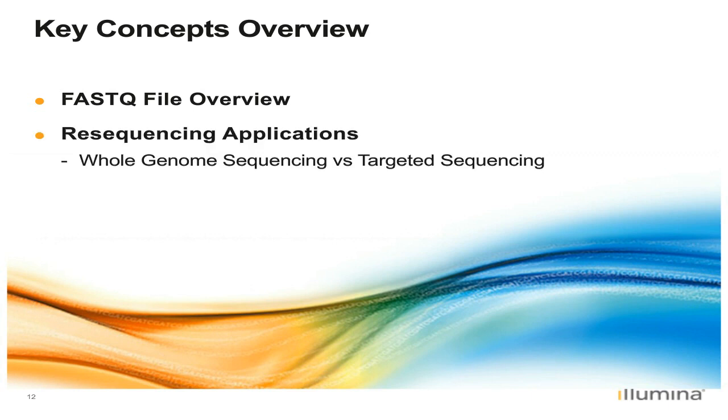Then we'll spend some time with resequencing applications. You've heard me already talk a lot about it. This is our alignment and variant calling, but we are going to go a little bit more in depth with it, and we're going to talk about whole genome sequencing, of course, versus targeted. And targeted resequencing refers to your amplicon and enrichment type. We'll talk about that a little bit more.